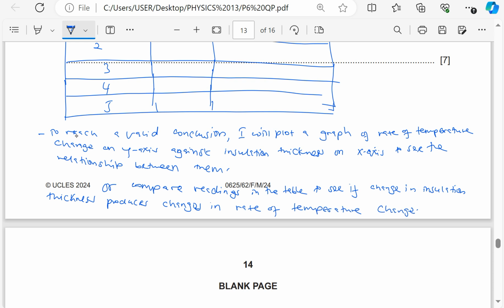Either you compare readings in the table to see if whenever there is a change in insulation thickness, it causes a change in the rate of temperature change, or you plot a graph. Of course, you must mention whichever is on the y-axis and whichever is on the x-axis before you reach a conclusion. So I think that is the end of paper 6. Until next time, bye bye.